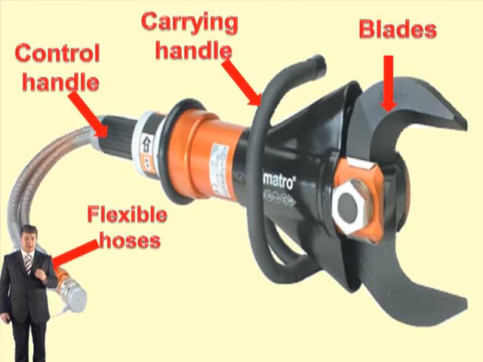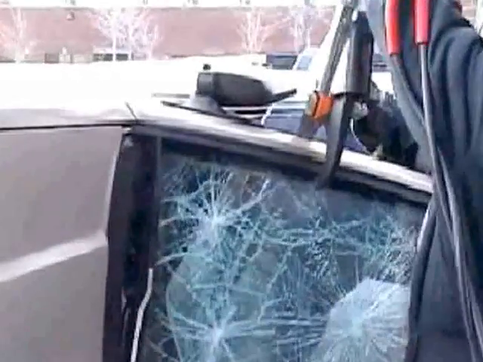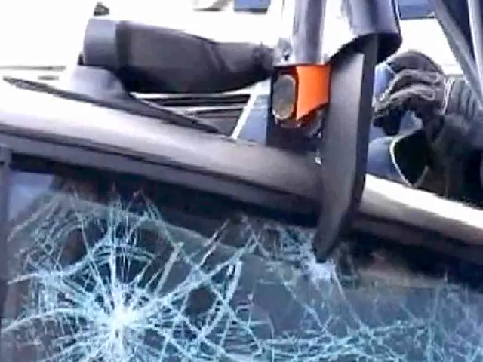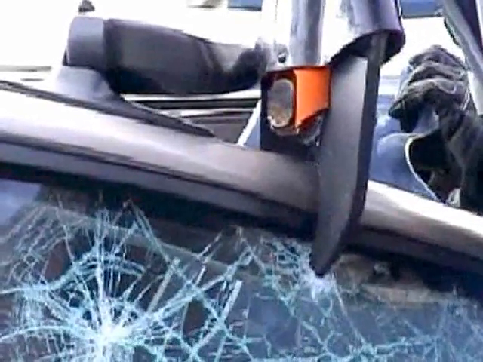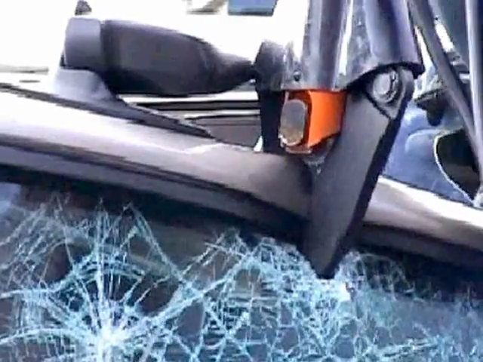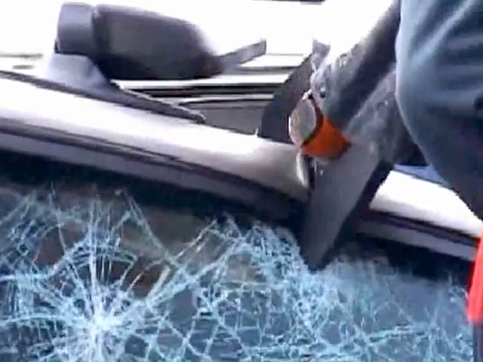As you can see there's the blades. You've got a carrying handle which you should always use to carry them. There's your control handle for open and close, and you've got your flexible hoses. Now this video is going to show you the cutters carrying out a relief cut on a post. That was a relief cut on a post.